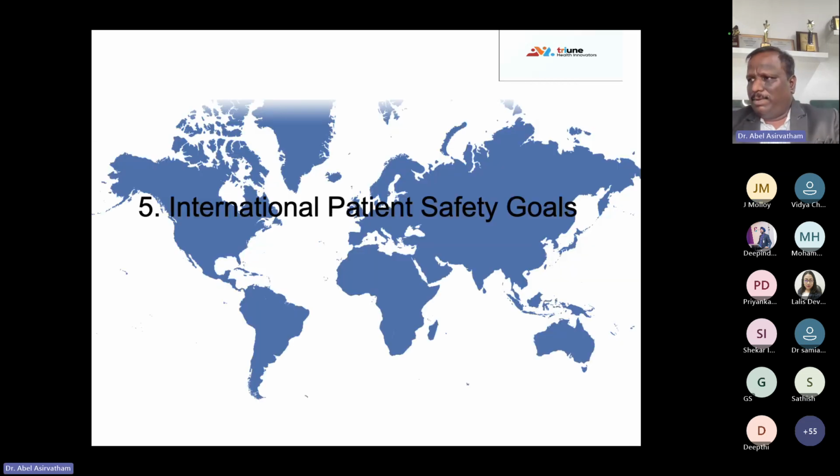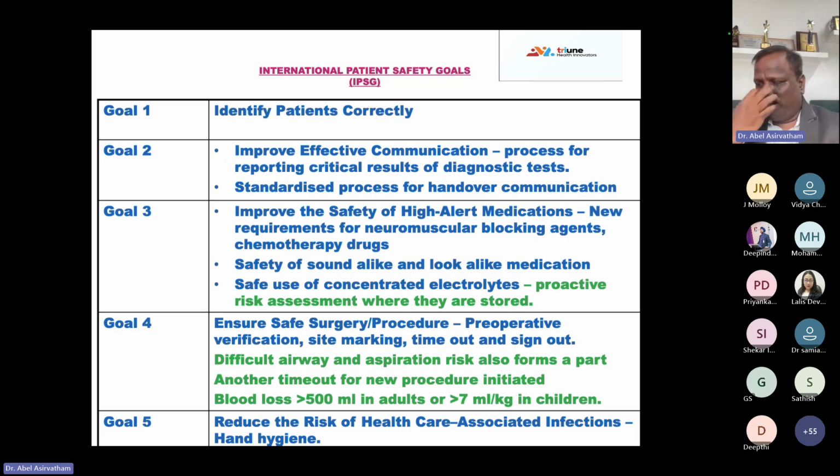Then coming to the next chapter, international patient safety goals. As I've already told you about it, just for the sake of continuity, let me reiterate that one more time. Identification of patients, improve effective communication, process for reporting critical results of diagnostic tests, standardized process for handing over communication, and doctors, nurses, and hospital staff communicating to the patient at the time of discharge, very important.